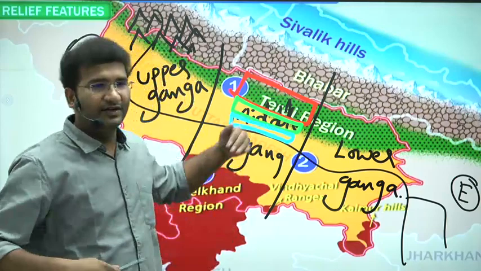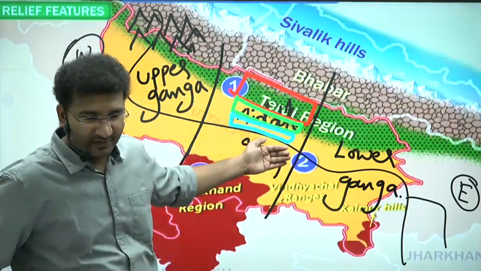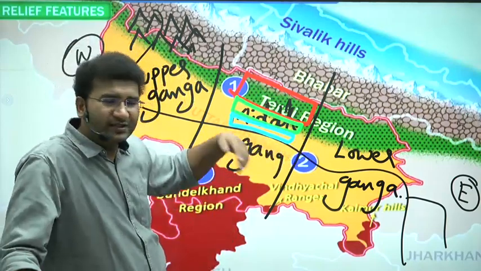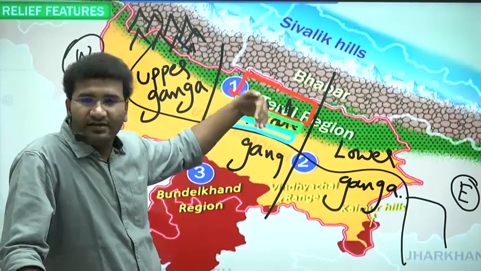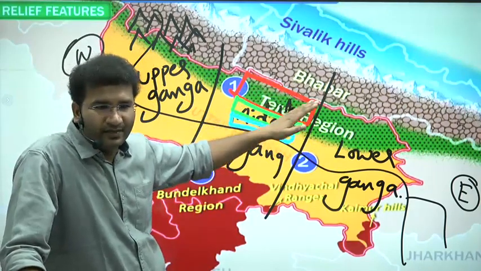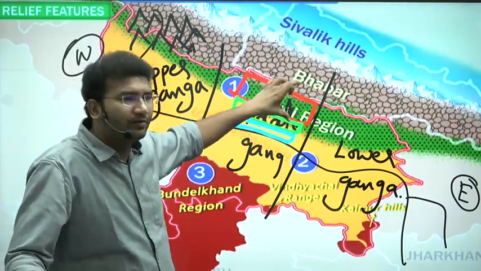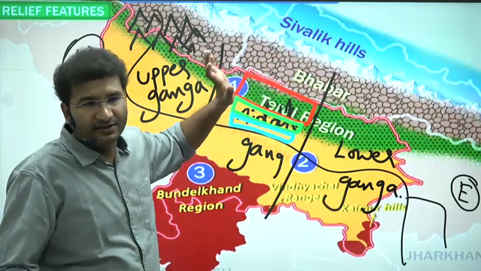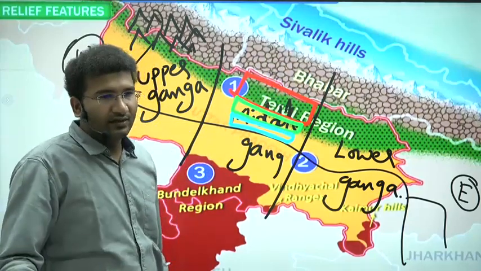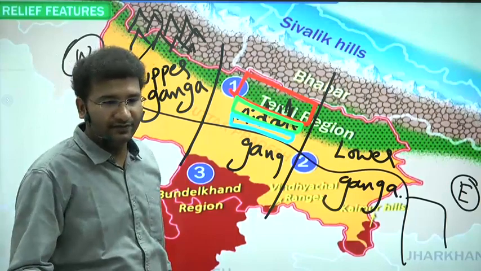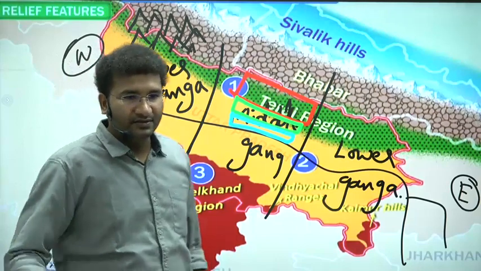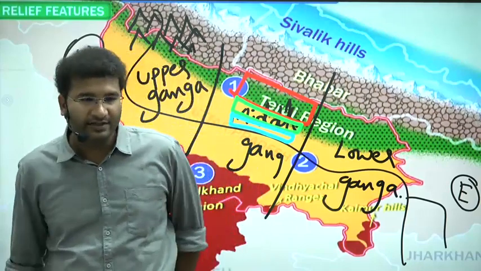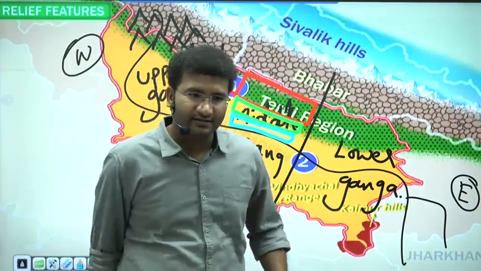So Kadar width is 8 to 10 kilometers. Sorry, Kadar is 1 to 2 kilometers. Bangar is near about 10 to 15 kilometers. And Terai region, the width can go up to near about 30 to 40 kilometers. Depth 2000 meters, 500 meters, 700 meters. ठीक है, 500 meters तक मिट्टी जा सकता है.